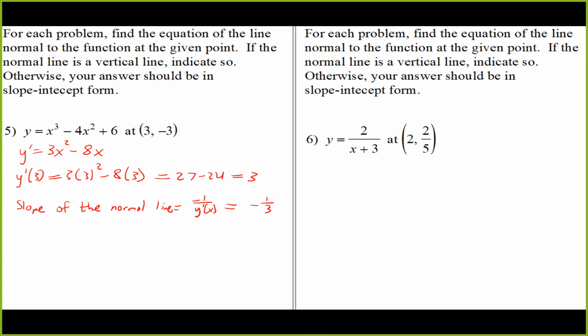So then I need the equation of the normal line next. So I'm going to jump over to Kyle. I've got a point and a slope. So how can I write my equation of the normal line? Y plus 3 is equal to -1/3 times x minus 3. Awesome. And they did ask us to write this in slope-intercept form, not point-slope form.